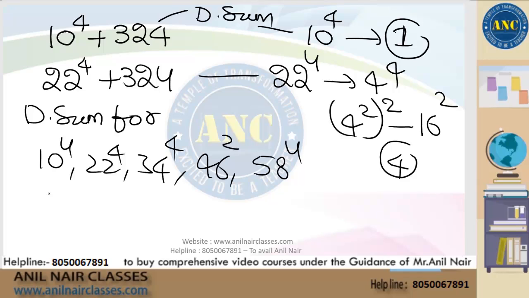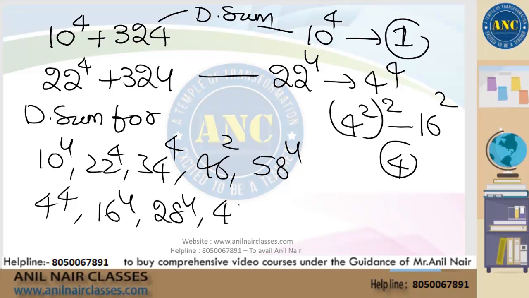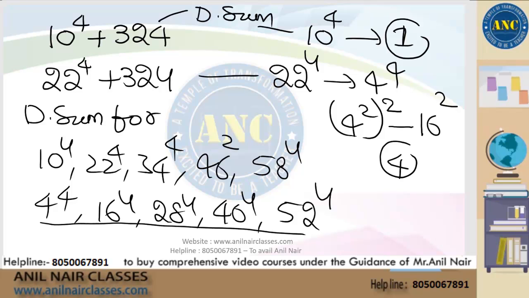Are you all with me? Next is 4 power 4, 16 power 4, 28 power 4, 40 power 4, 52 power 4. Now you don't need to find any of this. First one it is enough. Why? Because 22 and 4 difference is 18, which is a multiple of 9. So if you find this, these are eliminated.